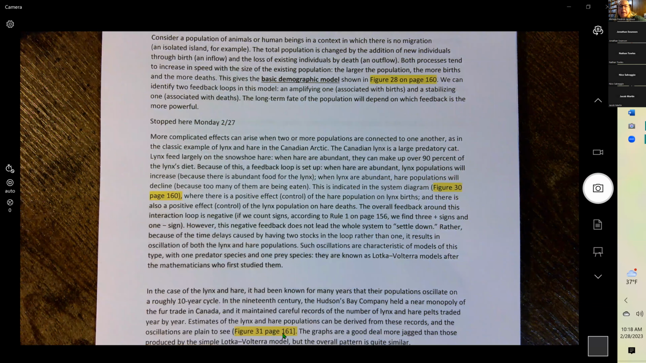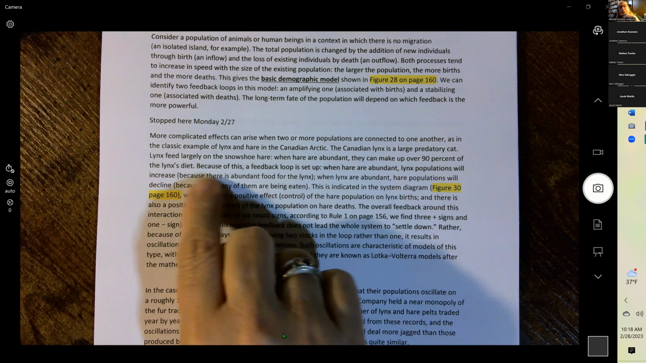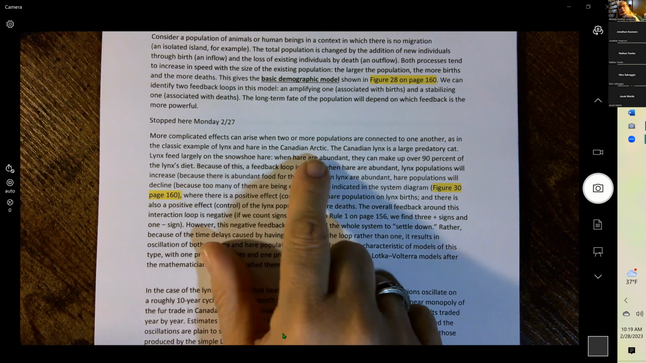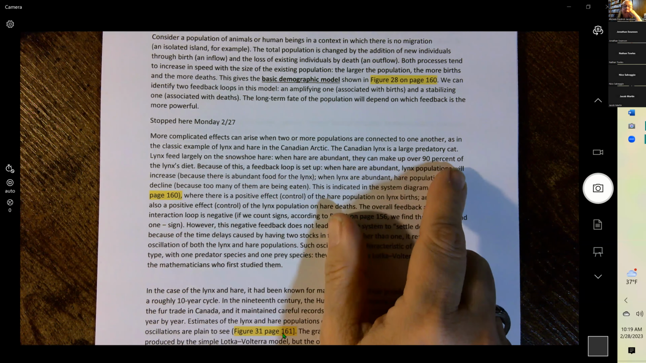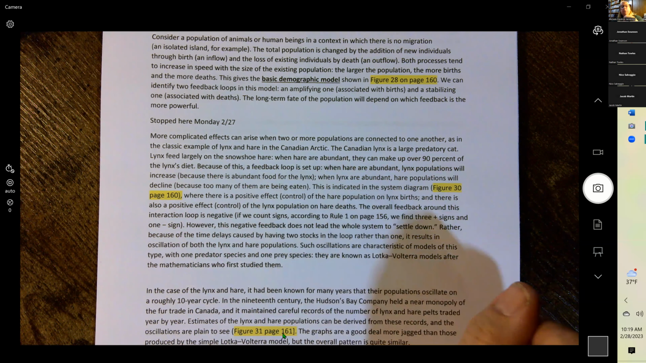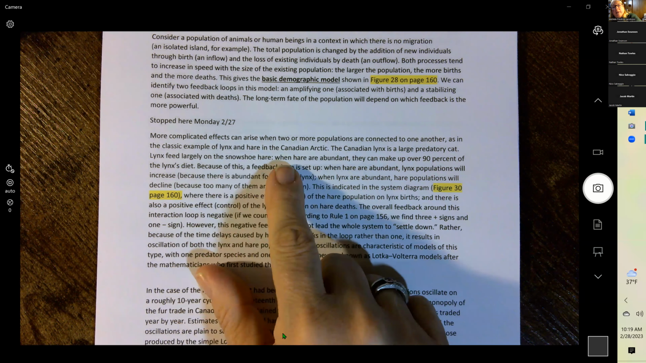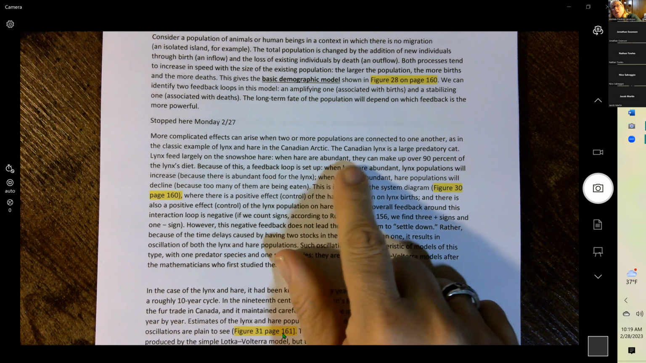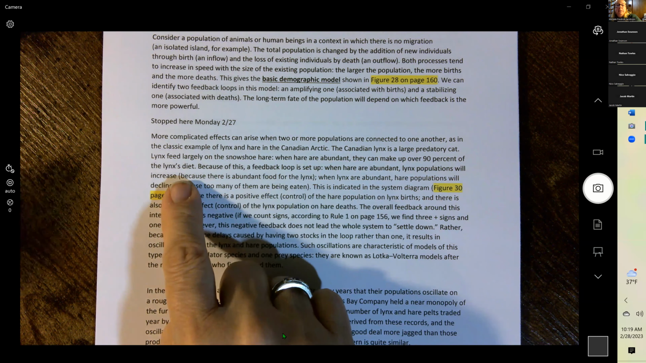More complicated effects can arise when two or more populations are connected. We're going to do an example with a lynx and a hare from the Arctic. The Canadian lynx is a large predator cat. Lynx feed largely on the snowshoe hare. When hare are abundant, they make up over 90% of the lynx's diet. So that's mostly what they eat.